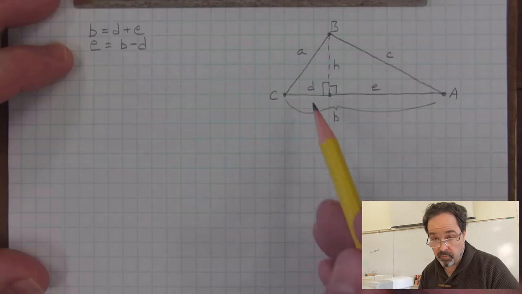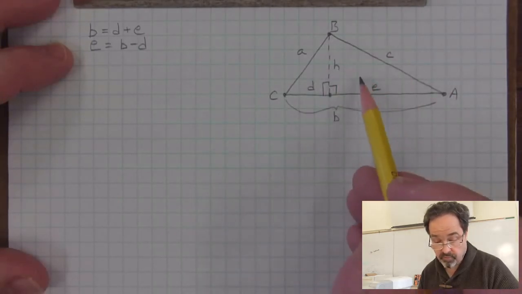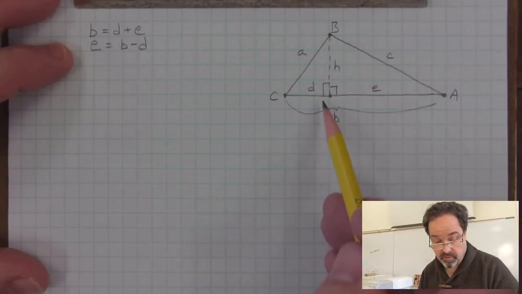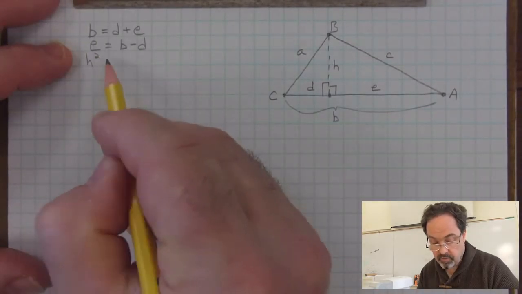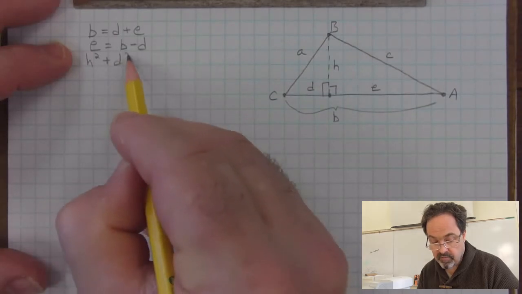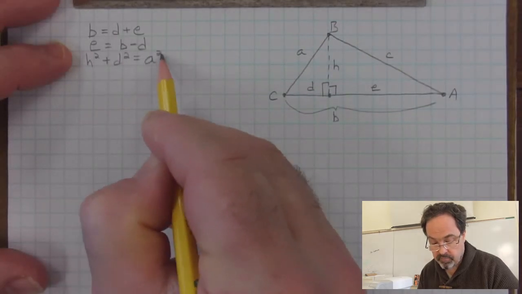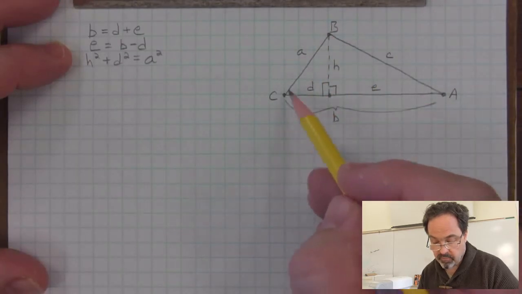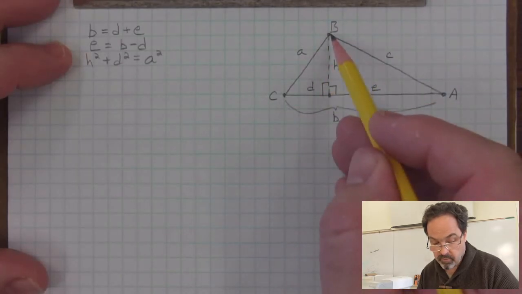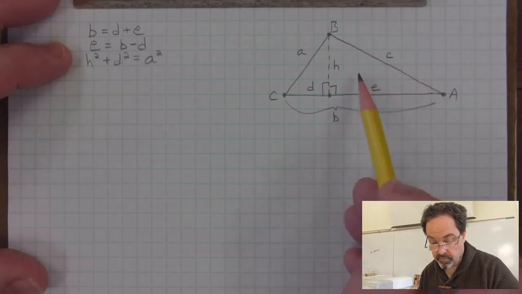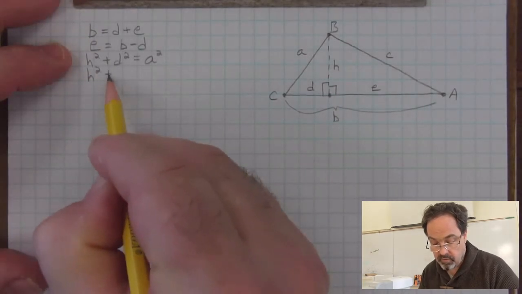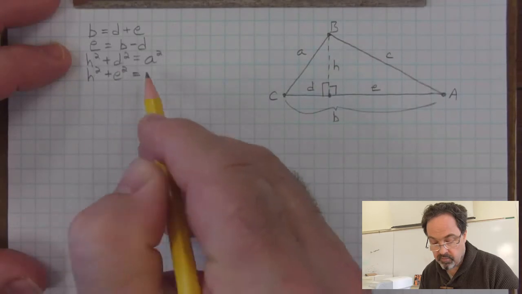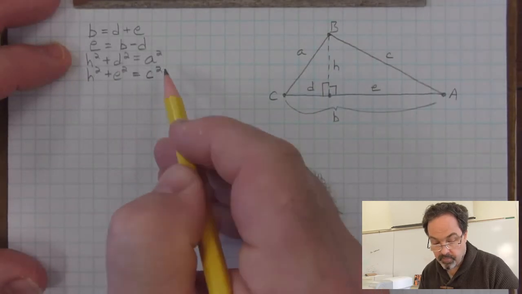The Pythagorean theorem applies in both cases of these right triangles with its relationship between its sides. So I could write h squared plus d squared is equal to the hypotenuse of this right triangle, a squared. And similarly, relating the sides h, e, and c in this right triangle with the Pythagorean theorem gives me h squared plus e squared is equal to c squared.